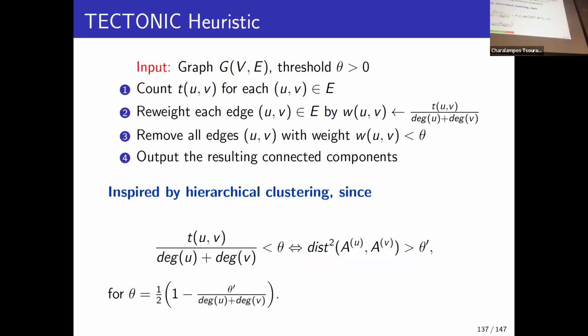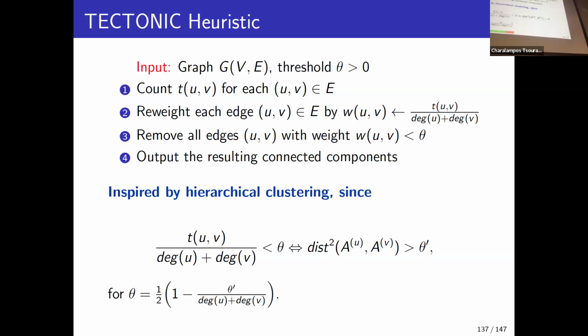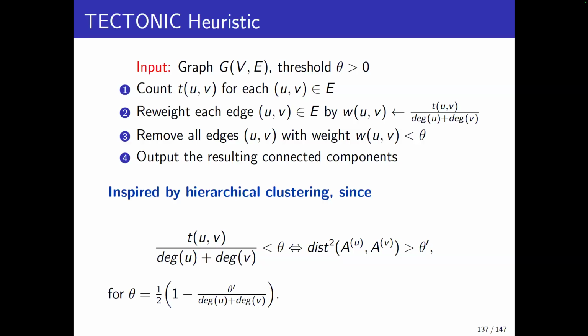So you reweigh every edge by the number of triangles divided by the sum of the degrees, and then I use the observation from the previous slide that by reweighting, we disconnect the graph into numerous components. So basically, we do a connected component calculation on this sparsified, hopefully, graph or disconnected graph. This is a heuristic. And we also made connections to hierarchical clustering, where basically this is less than theta if the Euclidean square distance of the adjacency rows is greater than theta prime, where theta prime is this function of theta and the degrees.